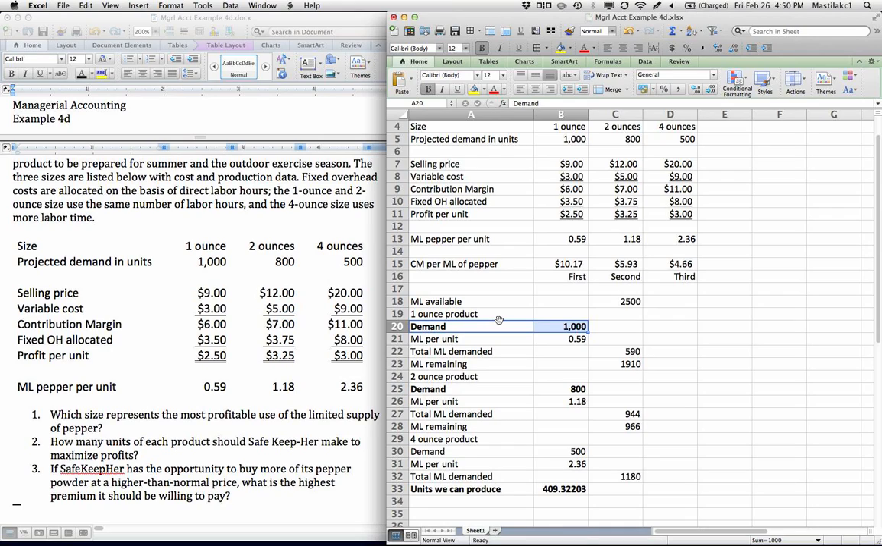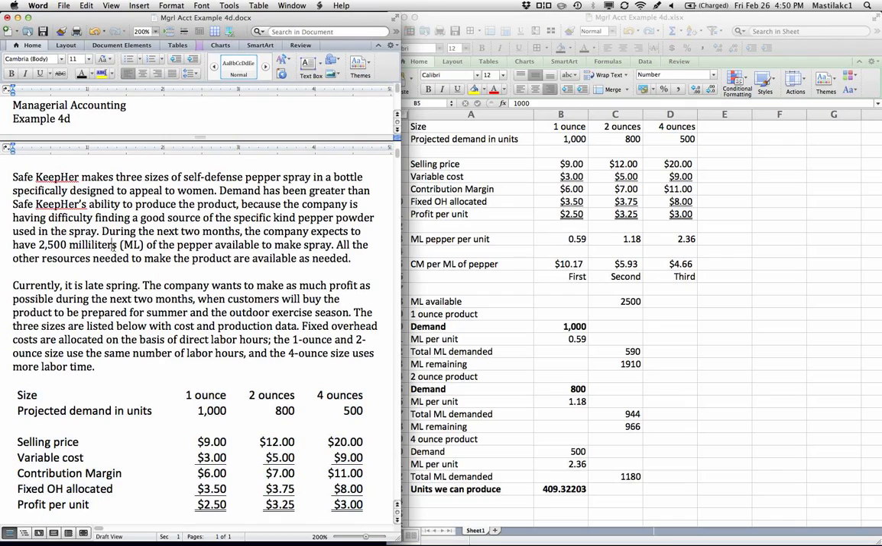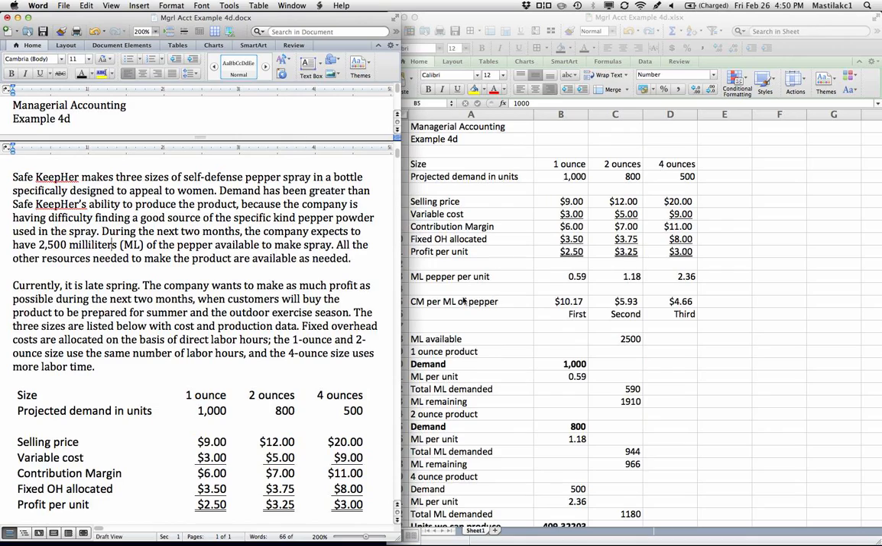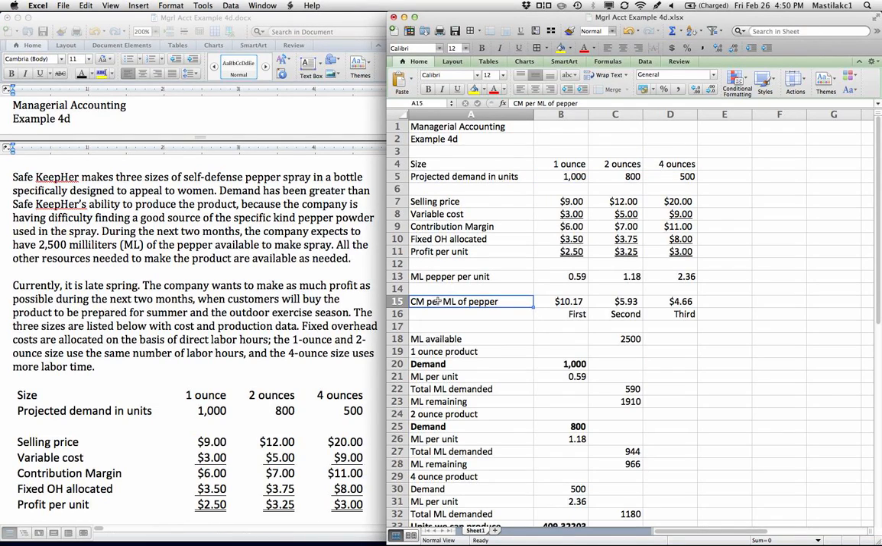And there's not a production schedule that meets our demand requirements and the demand constraints and meets the 2,500 milliliters of pepper spray that will generate a greater contribution margin for us than this particular production schedule. So this is how we go about maximizing the use of a constrained resource. We want to maximize the contribution margin per unit of the constrained resource.